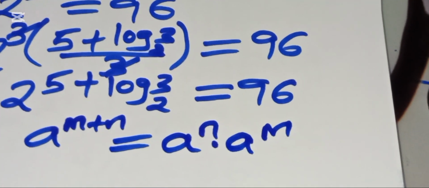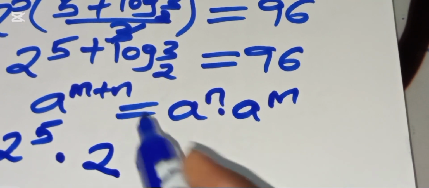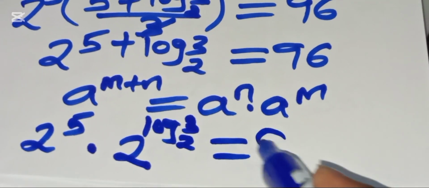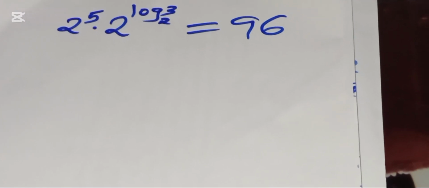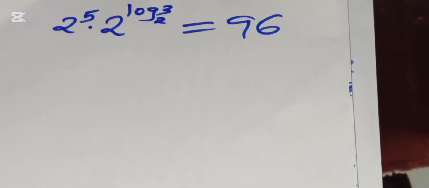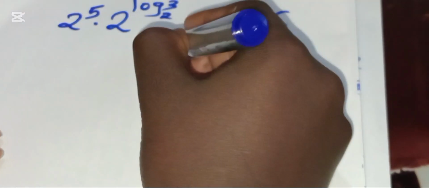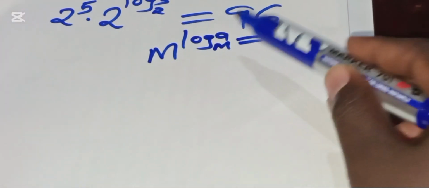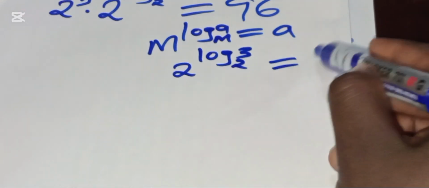So let's apply this indices identity. We're going to have 2 raised to power 5 multiplied by 2 raised to power log 3 to base 2. This is supposed to give us a value of 96. Now as you can see, 2 raised to power log 3 to base 2 is in the form of m raised to power log a to base m, which essentially is supposed to give us a value of a. Applying this logarithm property, 2 raised to power log 3 to base 2 is equal to 3.